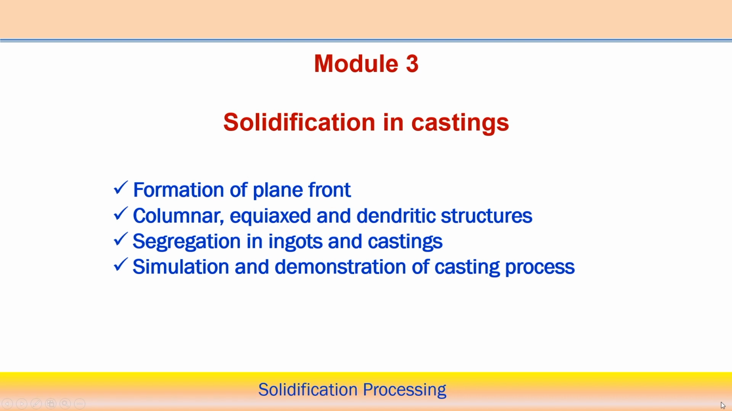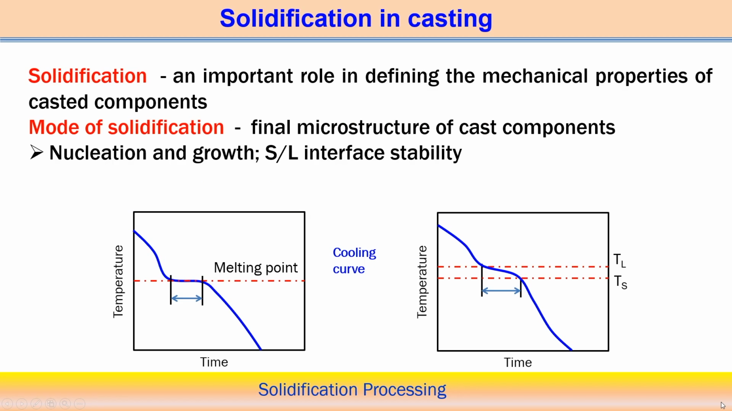So, let us start with a very basic understanding. When you discuss solidification in the casting process, it is finally linked with the mechanical properties of the cast products. That is why we are trying to understand the different aspects of the solidification process associated with, in general, the sand casting process. And we see that the mode of solidification basically decides, or is linked with, the final microstructure and morphology of the solidification.